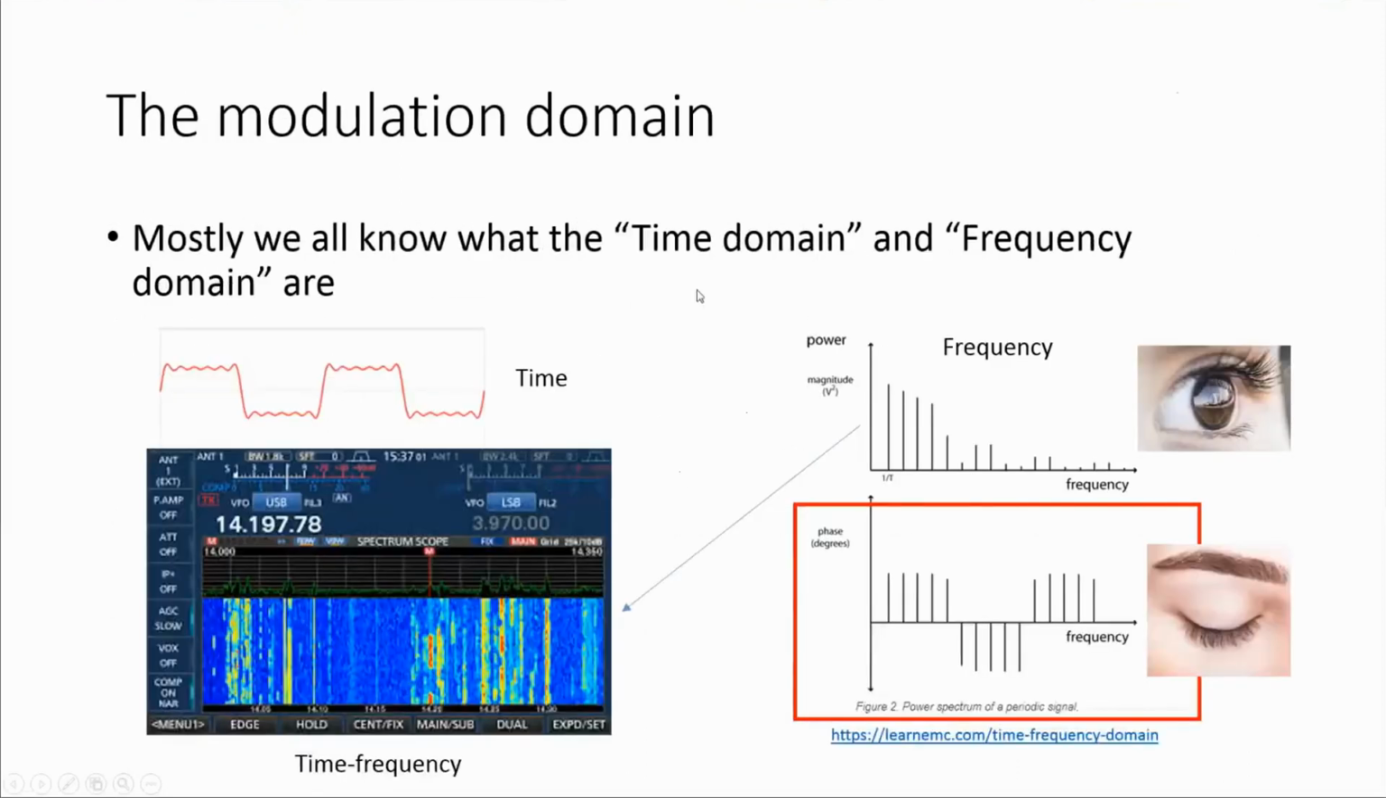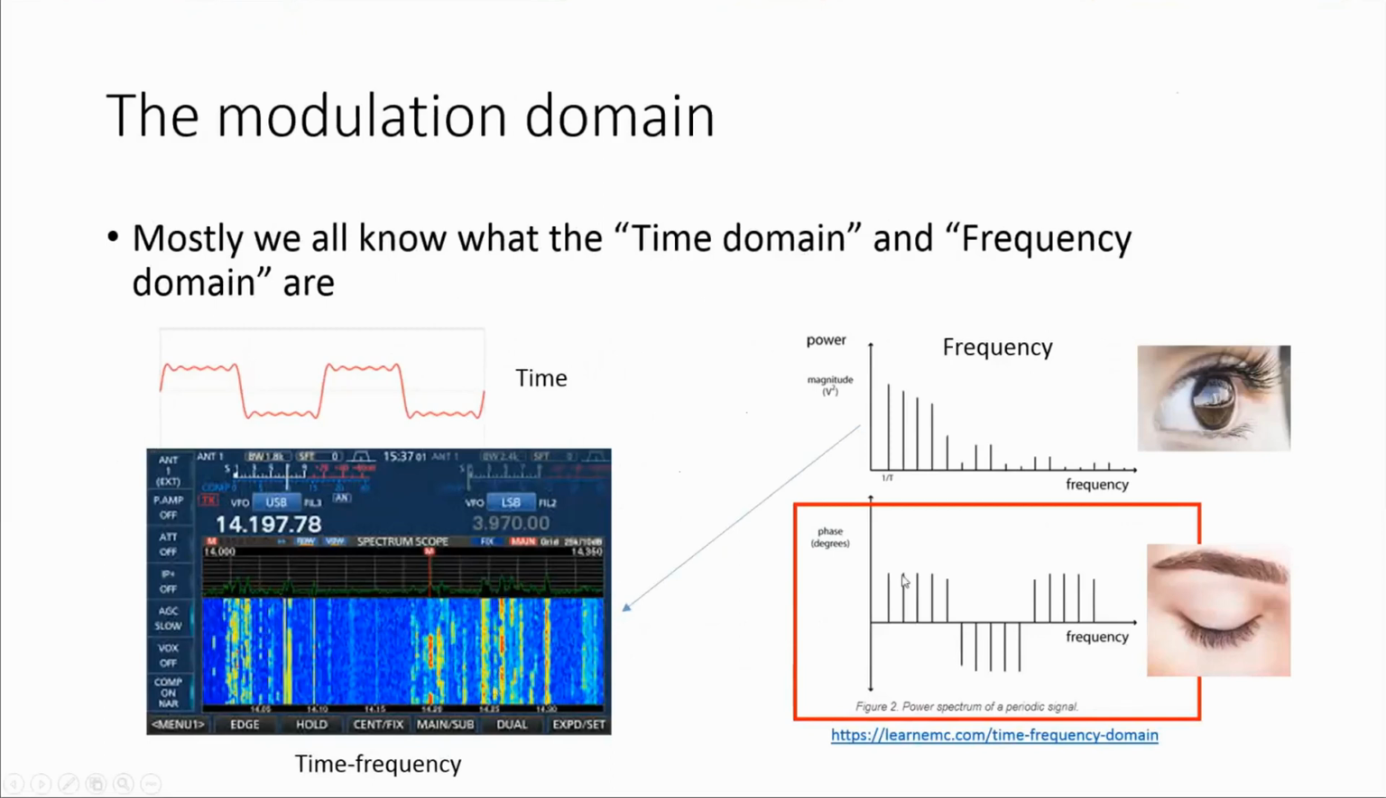So we all know what the time and frequency domain are, especially if you use one of these fancy little scopes. Time domain is just on and off. Frequency domain is a spectrum. So you can put those together and you get frequency by time. So this is well understood in the amateur radio community.